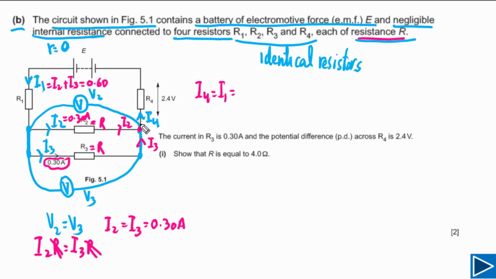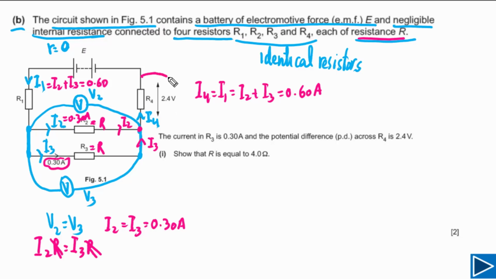So I4 is leaving this junction, so this will be equal to I2 plus I3. So I4 is also equal to 0.60 amps. Now the question is asking us to calculate the resistance.